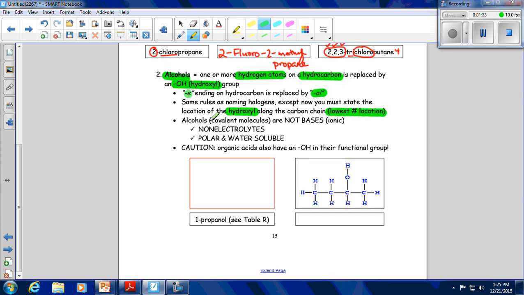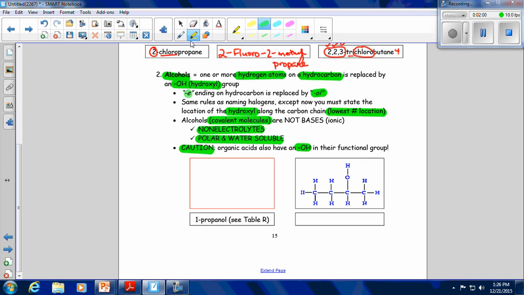The alcohols are going to be covalent molecules. They are not bases. They're not ionic. They're going to be non-electrolytic. They do not produce electricity. They're going to be considered polar, and certainly are going to be soluble, will dissolve within water. A note of caution, organic acids also have the OH within their functional group. We'll talk about the organic acids in a future podcast.